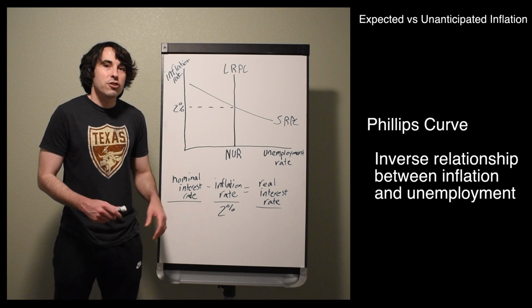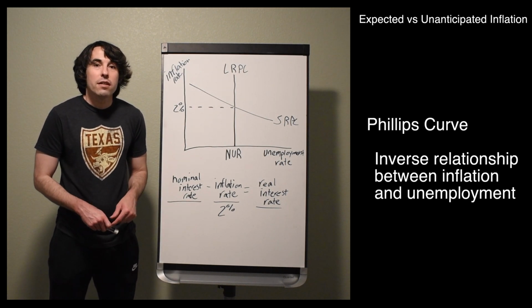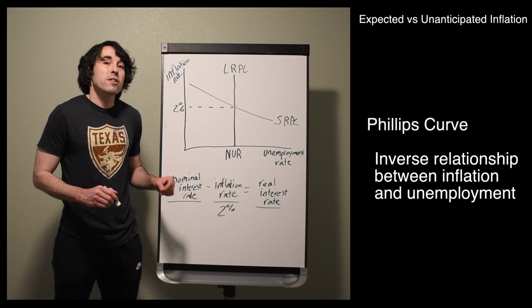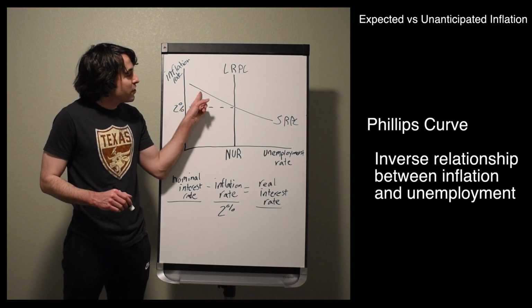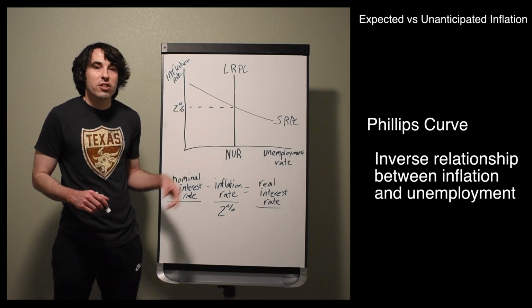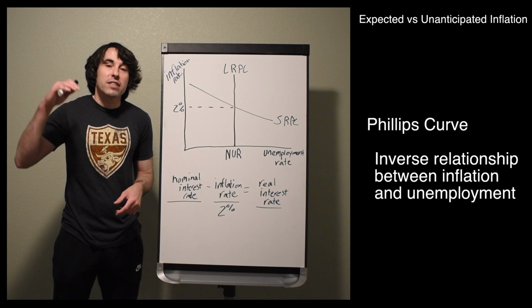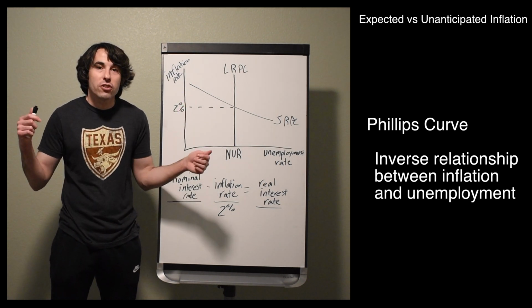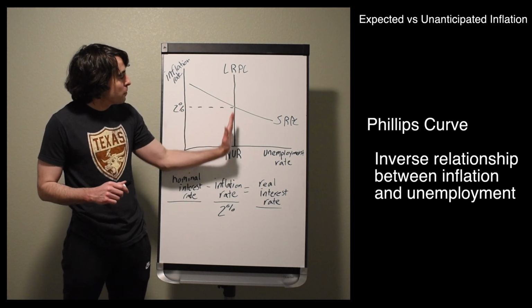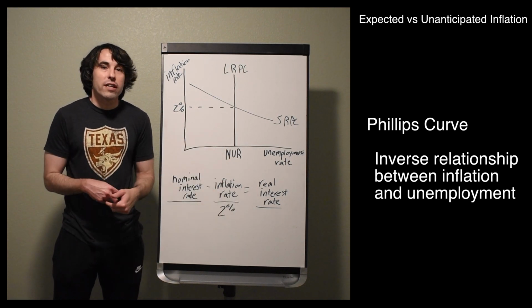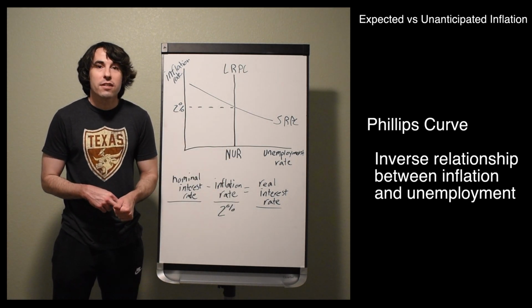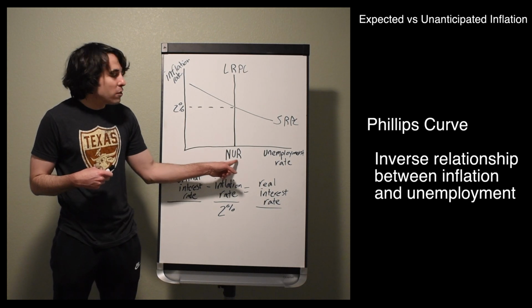The Phillips Curve graph shows the trade-off between inflation and unemployment. Remember, the short-run Phillips curve is downward sloping because in the short run there is an inverse relationship between inflation and unemployment. As inflation goes down, unemployment goes up, and vice versa. In the long run, the Phillips curve is straight up and down because there is no trade-off between inflation and unemployment in the long run. We can always operate at the natural unemployment rate.